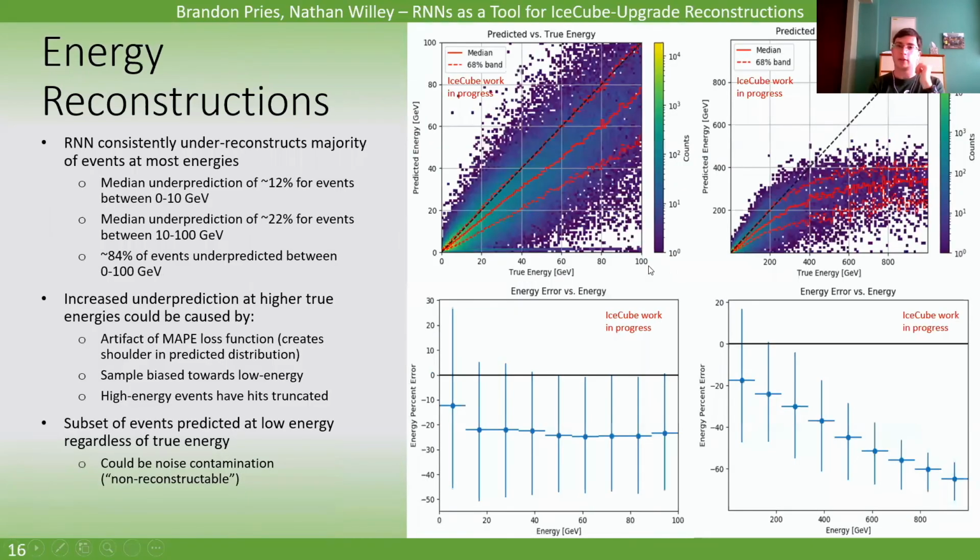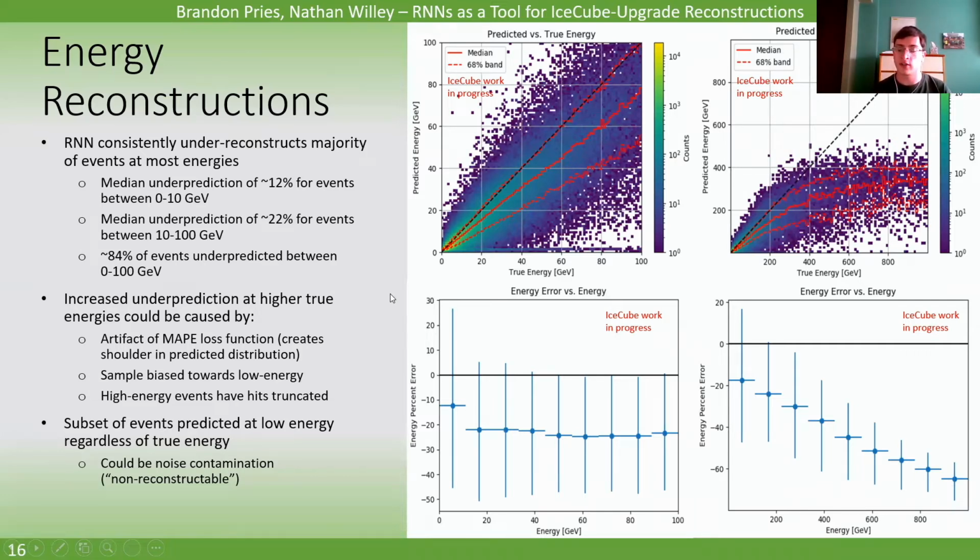For energy reconstructions, it's consistently under reconstructing the majority of the events at most energies. It's under predicting by about 12% for events between 0 to 10 GeV or so, and then by about 22% up to about 100 GeV. Roughly 84% of the events are under predicted between 0 to 100 GeV. These dashed contours represent the 1 sigma spread.